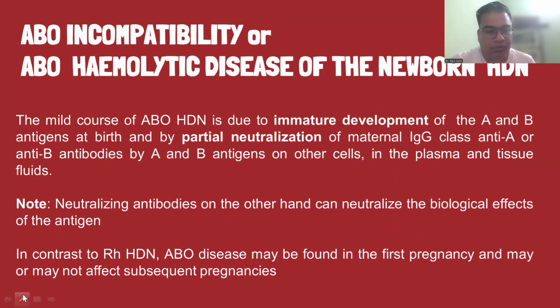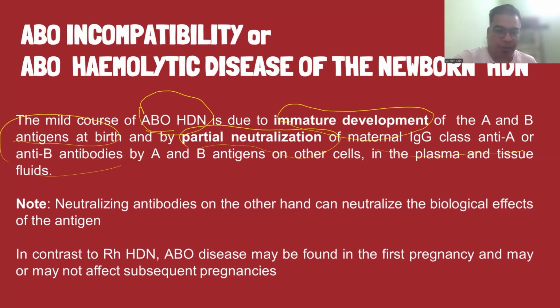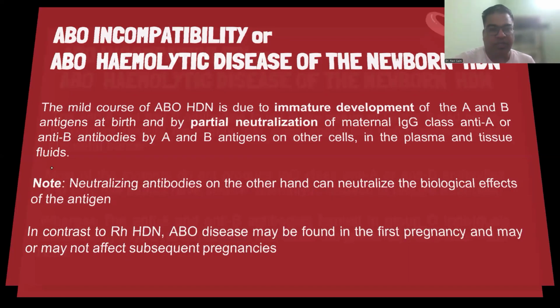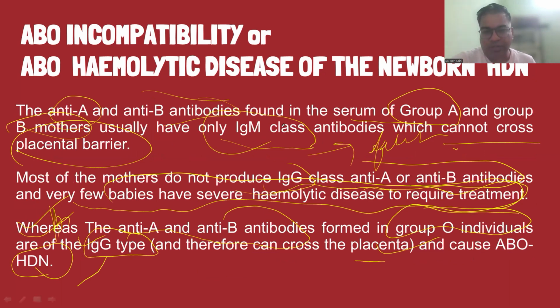The mild course of this incompatibility is due to the immature development of the A and B antigens at birth, or the second concept is about the partial neutralization of the maternal IgG class anti-A or anti-B antibody. So in the previous slide, we studied that most of the antibodies are of IgM class, which cannot cross the placental barrier. If they are IgG class, they are produced in a very small amount and do not cause any harmful effect in the fetus or require any kind of treatment.